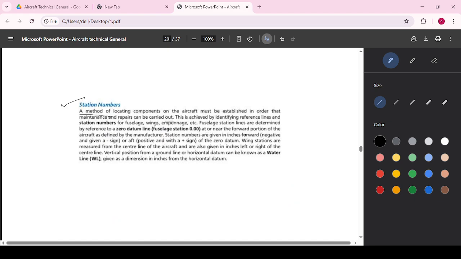At or near the forward portion of the aircraft as defined by the manufacturer, station numbers are given in inches, forward of the zero datum with a negative sign, and aft with a positive sign. Wing stations are measured from the center line of the aircraft and are also given in inches left or right of the center line. Vertical position from a ground or horizontal datum is known as waterline, given as dimensions in inches.